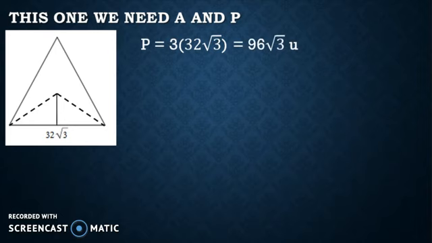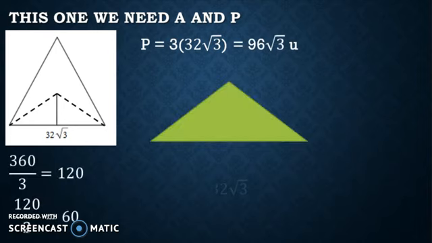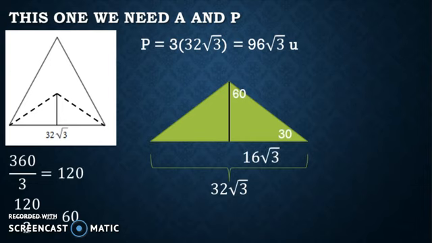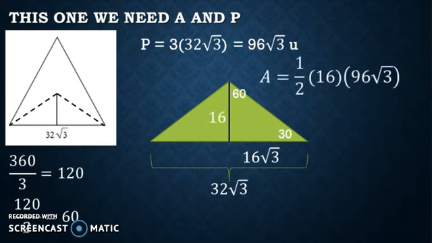Notice the short leg is the apothem this time, and the long leg is part of the side. So we get a 30, 60, 90, 60 above, 30 below. We got half of the side length, this 16 square root of 3. That's our long leg this time. So our short leg is 16. That's our apothem. Substitute into our formula, 1/2 times 16 times 96 square root of 3 gives us 768 square root of 3.